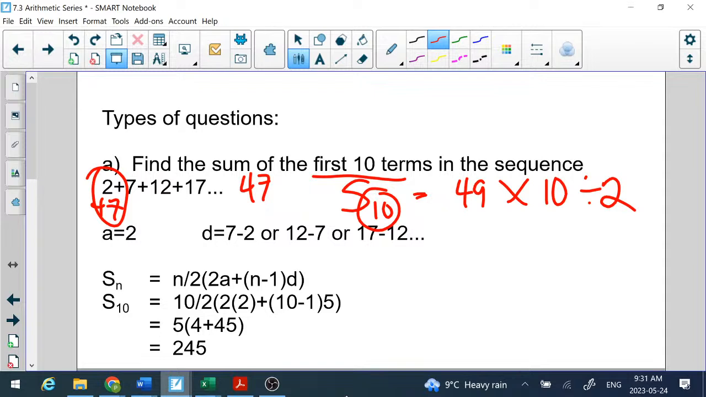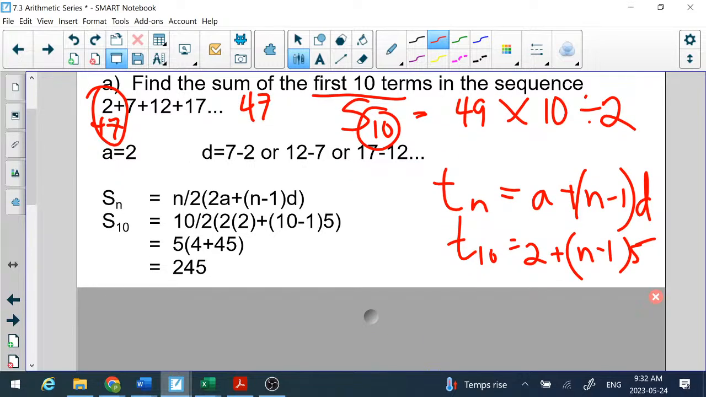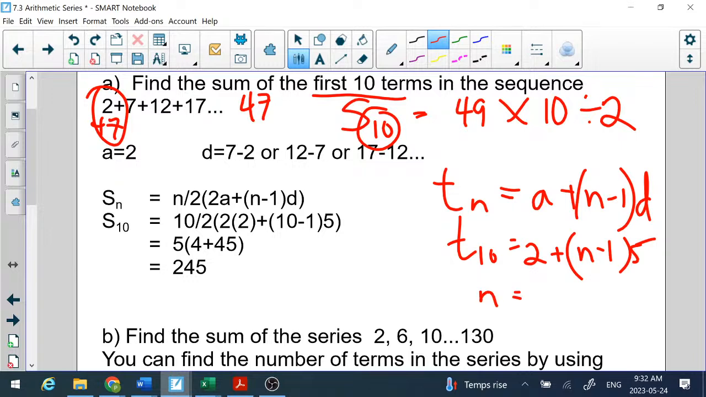Well, you could do that, but it would be better. It worked out well because it was 10, but it would be better if you did this. Go find a general term, pretend it's a sequence. The sequence is A plus n minus 1 times D, and then you decide you want the 10th term. 10th term, first term, n minus 1, and the common difference is 5, right? So then solve for n. Sorry, not solve for n, solve for T10, because n is 10. So you got T10 equals 47.